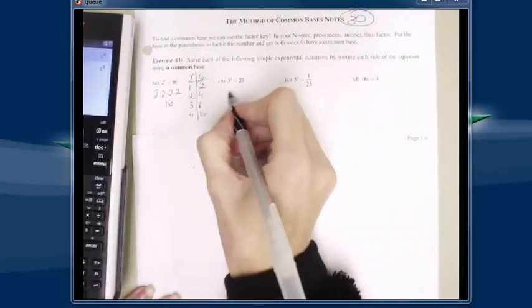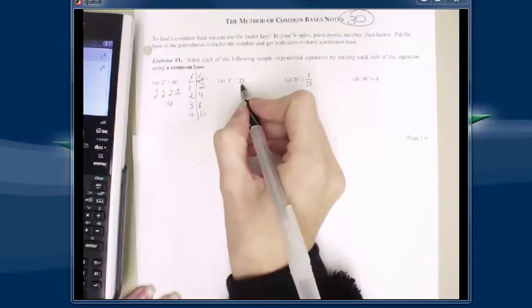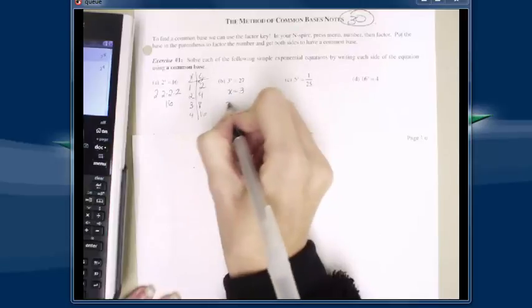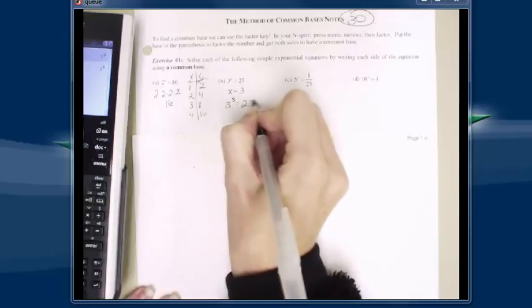So for the next one, just think about it for a second. 3 to what power gives you 27? It's not 1. It's not 2 because that's 9. If x equals 3, 3 to the 3rd, that is 27.